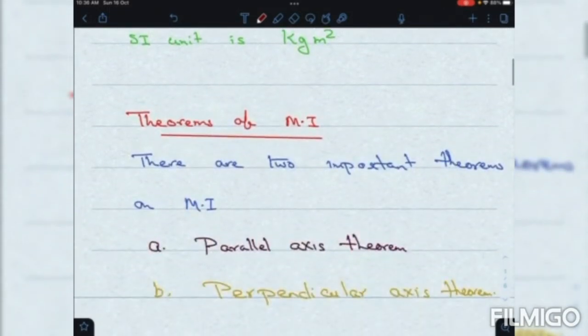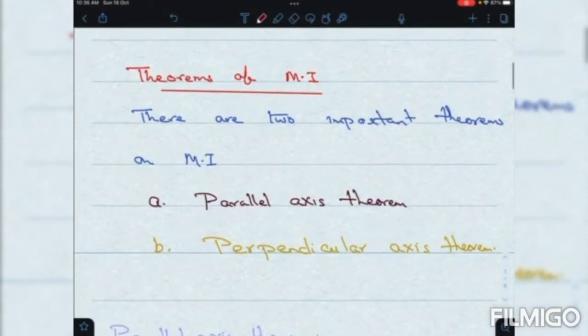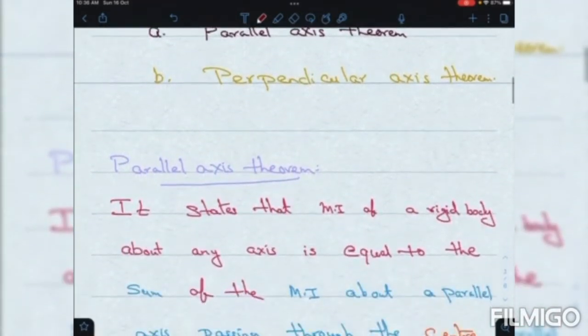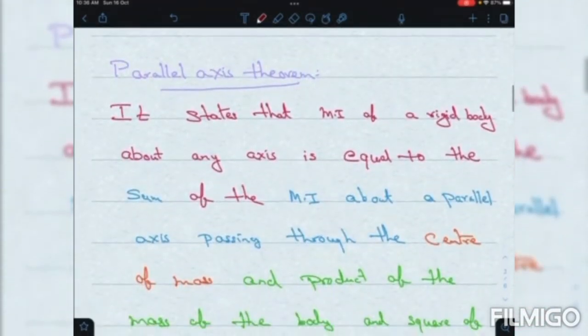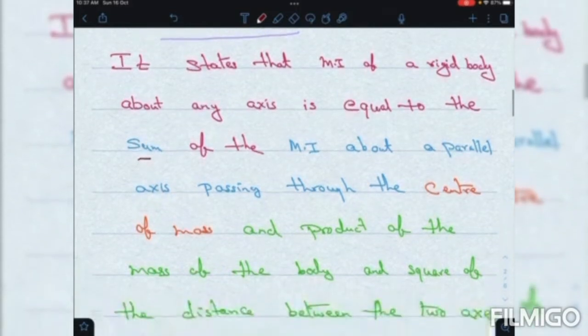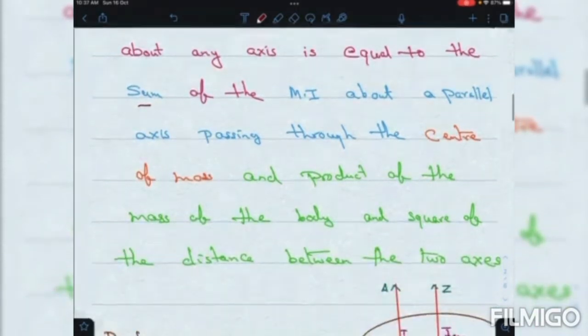There are two important theorems in moment of inertia. They are the parallel axis theorem and the perpendicular axis theorem. So we'll look into the parallel axis theorem. It states that the moment of inertia of a rigid body about any axis is equal to the sum of the moment of inertia about a parallel axis passing through the center of mass and the product of mass of the body and square of the distance between the two axes.